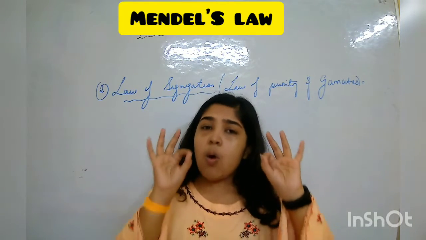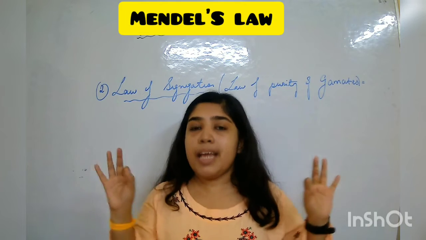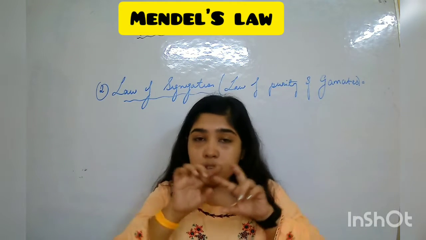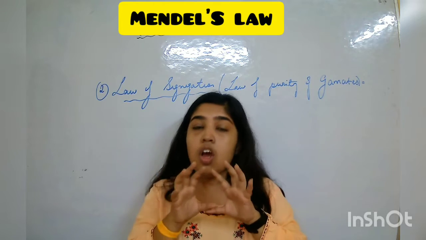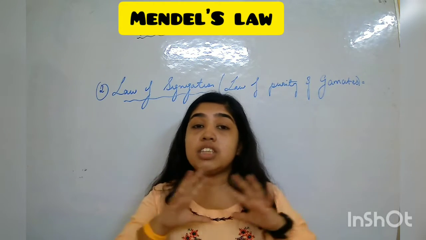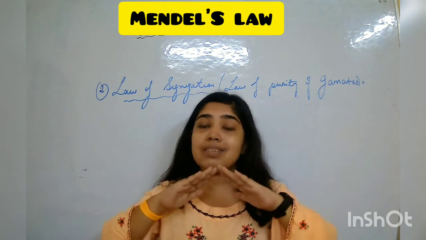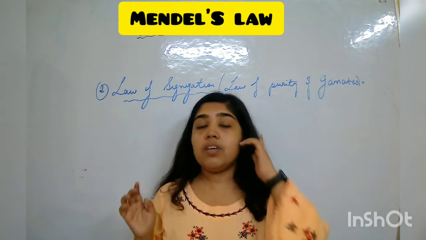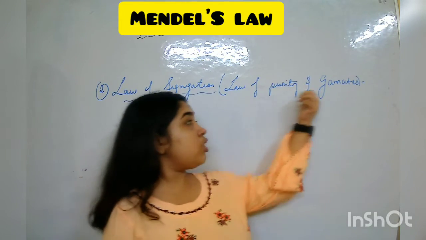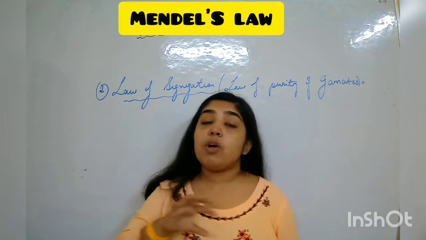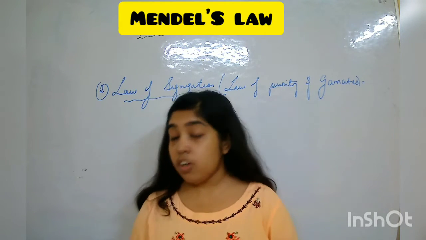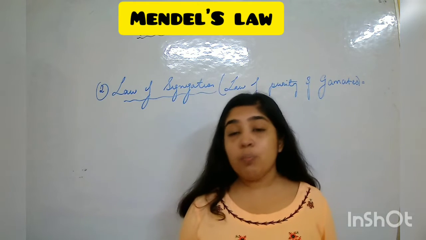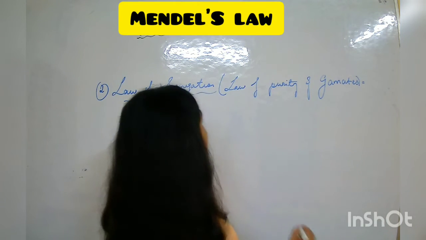Just remember, when gamete formation takes place, the members of a pair of factors will separate. That is why it is also known as the law of purity of gametes. Why? Because they actually separate. So in the definition, if they ask for the law, just say the two members of a pair of factors separate.